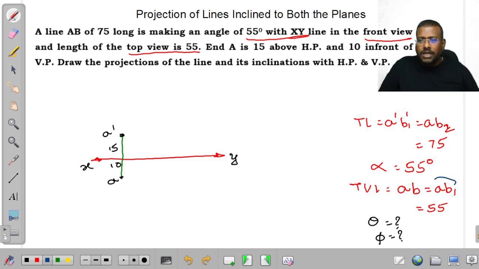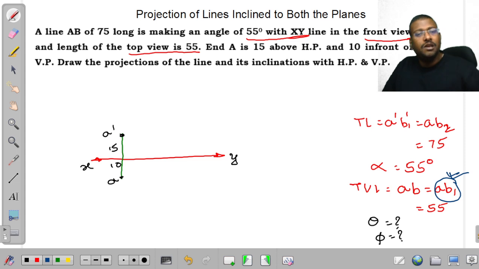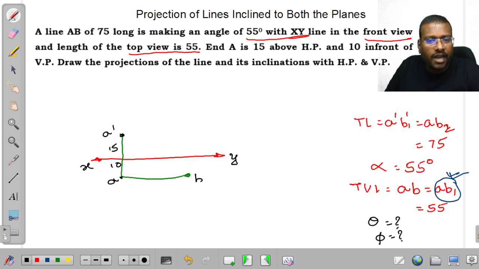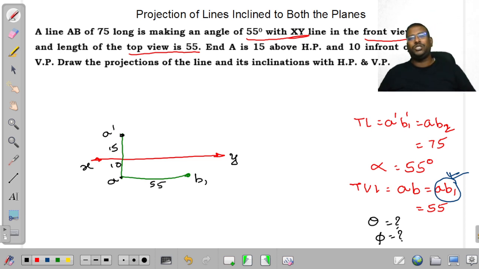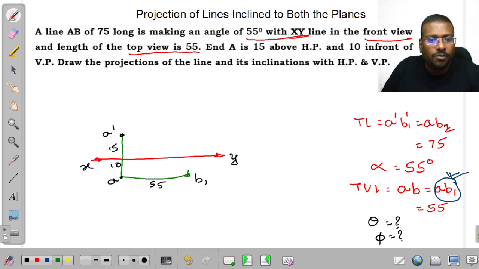Okay, no problem. Sir, is it possible to draw AB1? Yes. Why? AB1 is parallel to the XY line. So 55 length I can draw. So here this is going to be my B1. This is 55. Then how do we proceed next, sir? Very simple. If you apply simple logic, permutations and combinations, you can get it. How, sir? Sir, I know B1, so B1 and B1 dash will be on the same projector.